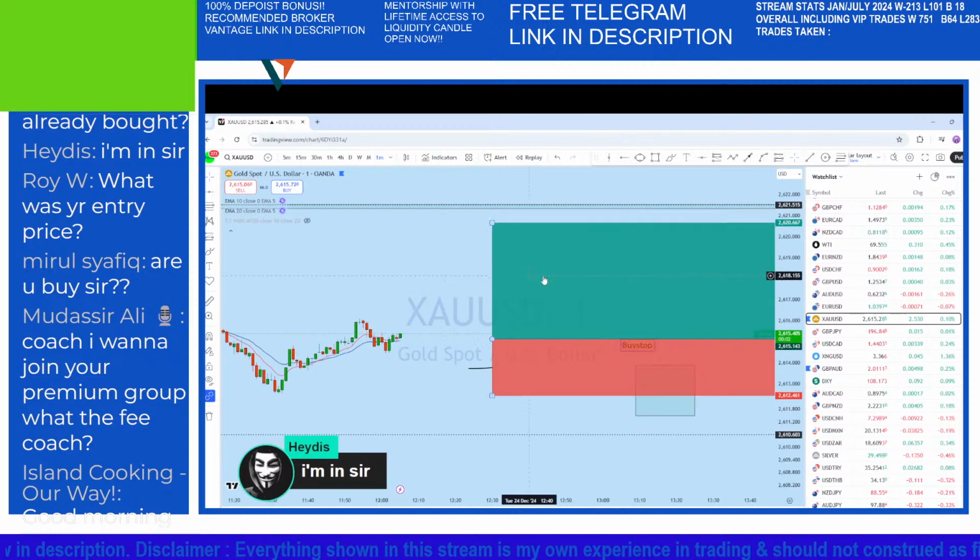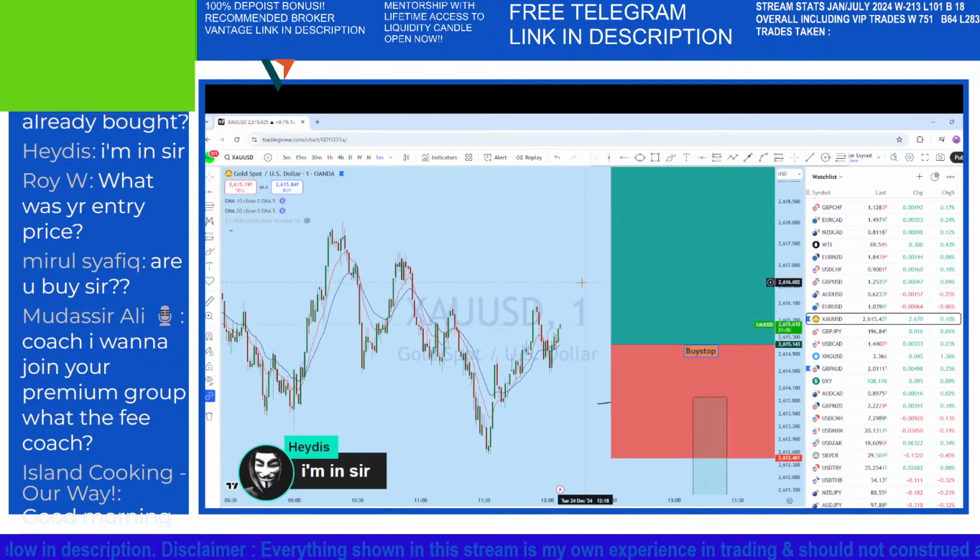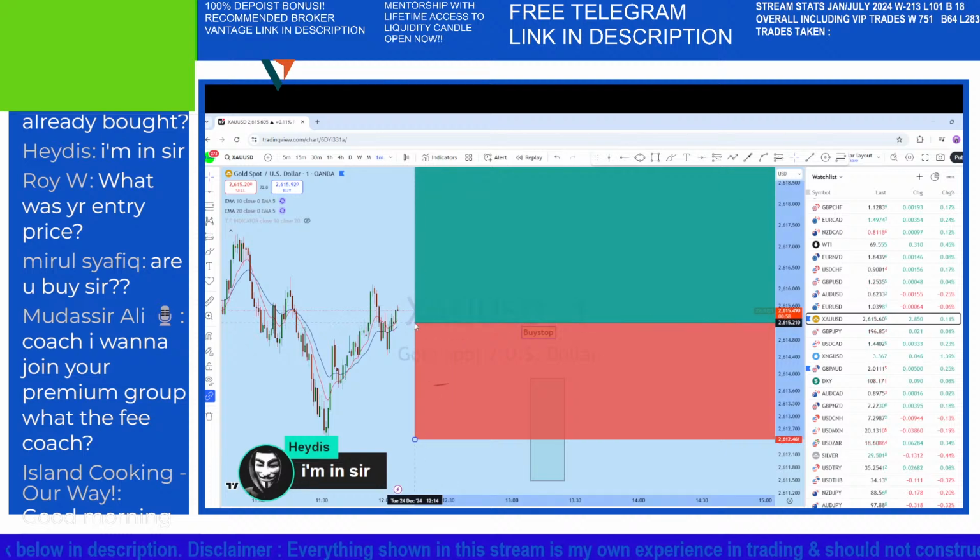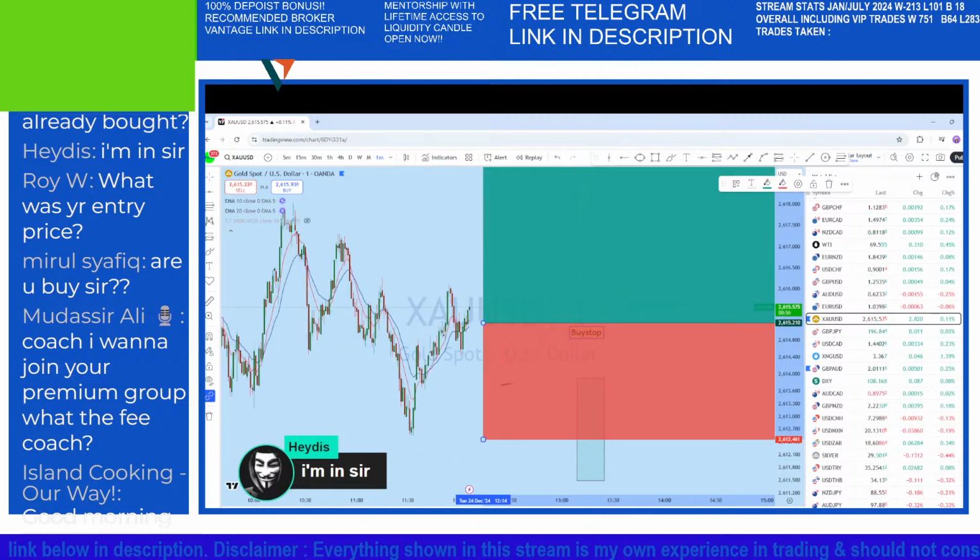I would like to keep on the 1 minute chart. We saw that there is an inverted head and shoulder formation, which is in our favor.